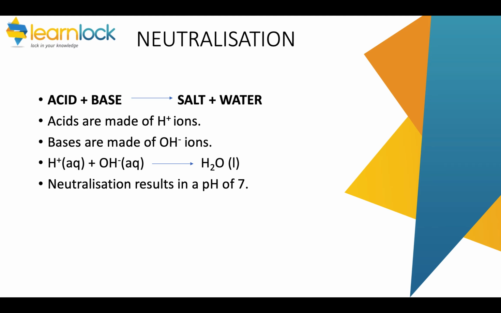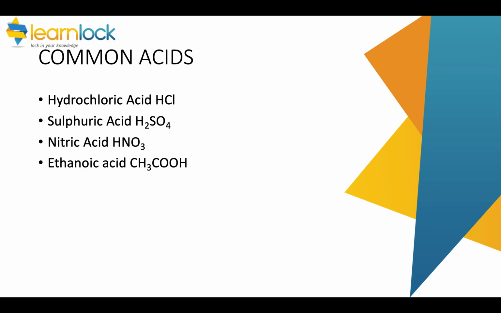So what is neutralisation? That is when you react an acid and a base to make salt and water. Because acids are H plus ions and bases are OH minus ions, then neutralisation is H plus plus OH minus, which makes water and results in a pH of 7. Here are some symbols of some common acids.